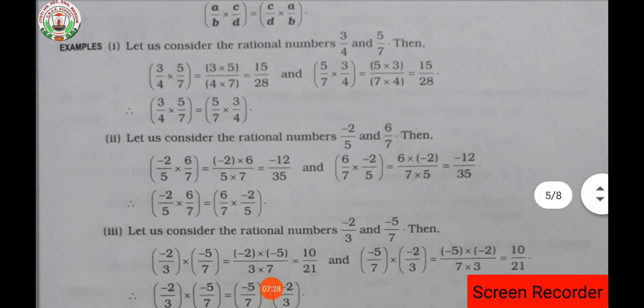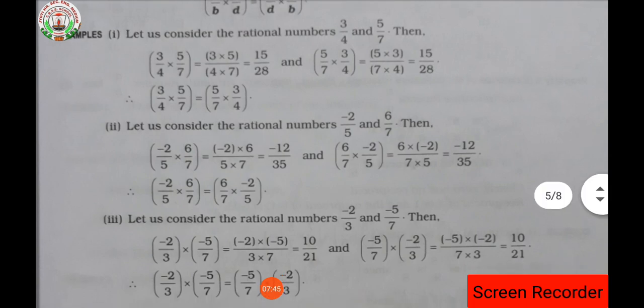Dear students, you can create the numbers on your own. Okay, it is not required that only the example given on the screen is what you will study. No, it is not necessary that. You can create the rational numbers on your own and do that calculation. Okay, it will be better for you.